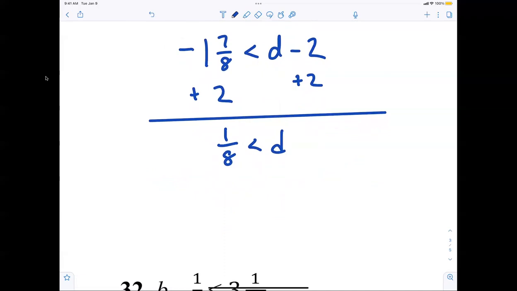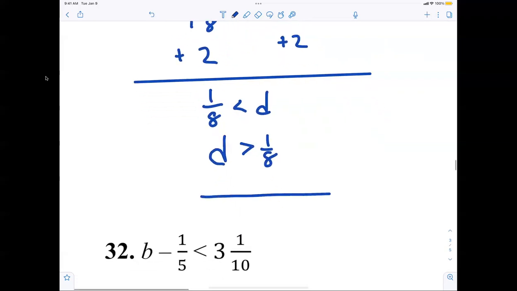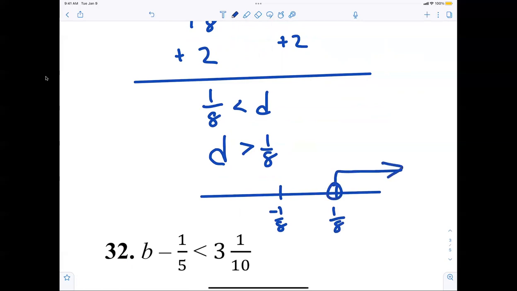So then you'd write the number line? Wait, you have to move it so D is greater than 1/8. Yes, D is greater than 1/8. On the number line, -1/8 and +1/8, and then there'd be an open circle going to the right. I'm happy about that.